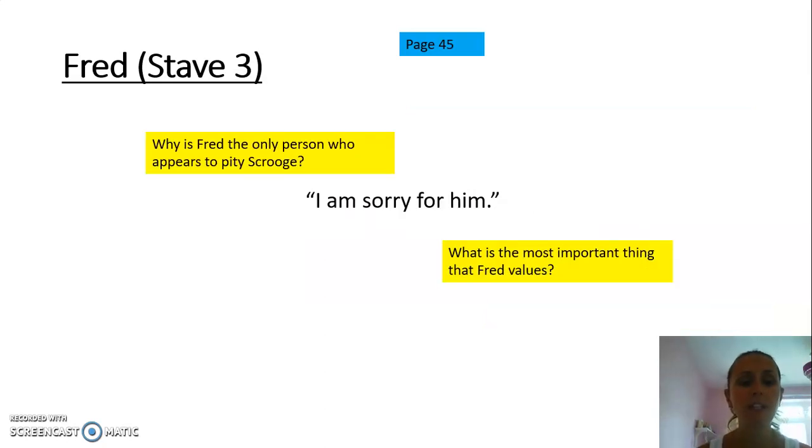Moving on to fact 5 then, this is Fred in the middle of the story. This is what he says to his friends and family at his Christmas party. So they're all criticising Scrooge, and Scrooge hears their opinions of him. But why does Fred say this? I am sorry for him. Why is he the only person who appears to pity Scrooge? Think about the things that we've been speaking about earlier on in the study of the book, and then also develop it by thinking about what is the most important thing that Fred values. So pause it and add to your notes, please.